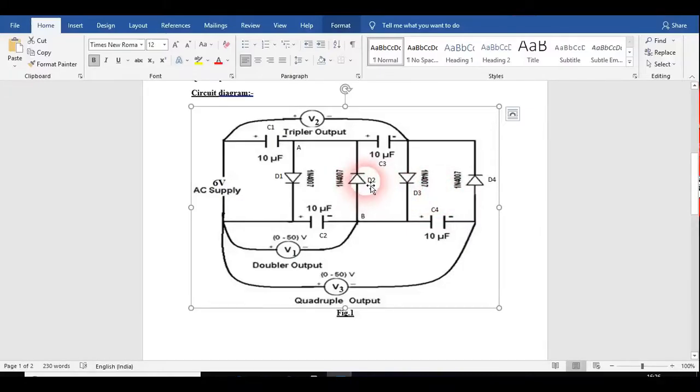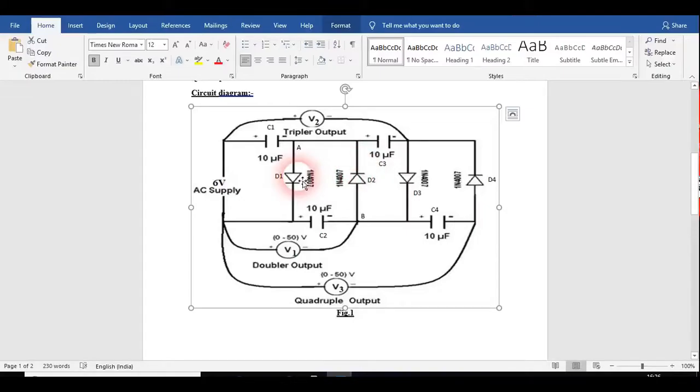In the negative half, this D2 diode comes in forward bias condition, and when it is in forward bias condition, this C2 starts to charge. Why? Because C1 is not charging now, because D1 is currently in reverse bias condition. Now C2 is charged to the maximum value of the voltage which it is providing here, that is Vm only. C2 is charged to Vm because of this diode acting in forward bias condition.